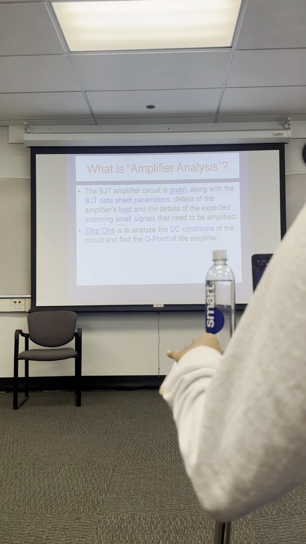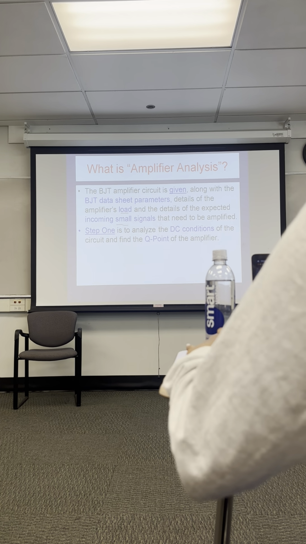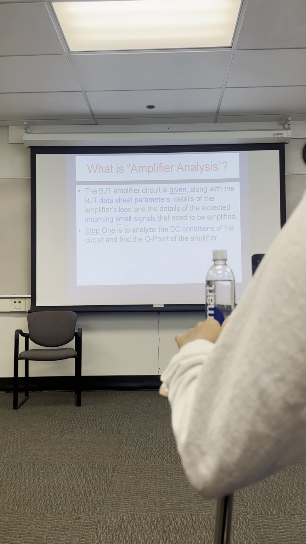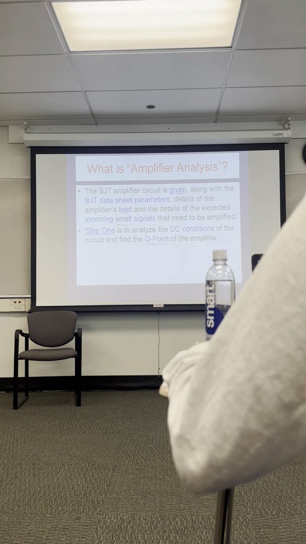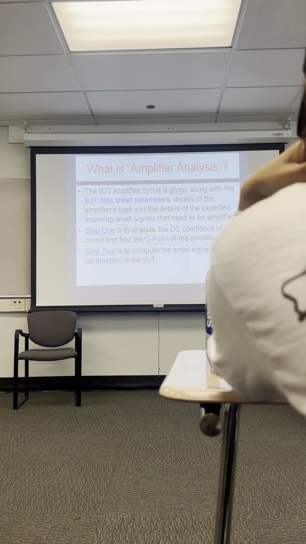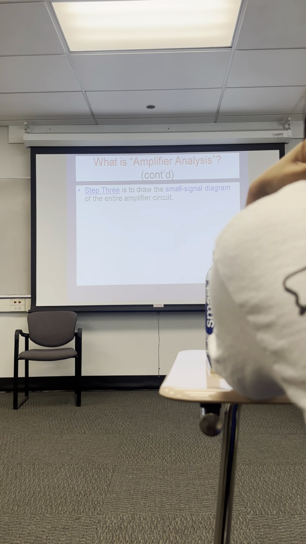First step, we just went through this with the problem we did. Analyze the DC condition, find the Q point of the amplifier. And that's what we just solved in that problem. Second step, compute the small signal parameters. Step 3 is draw the small signal diagram.